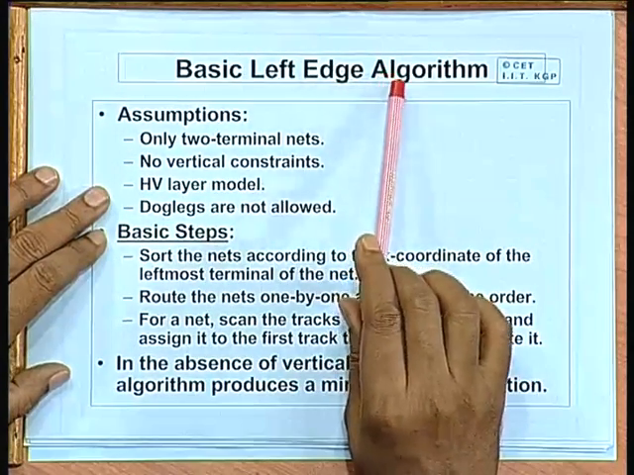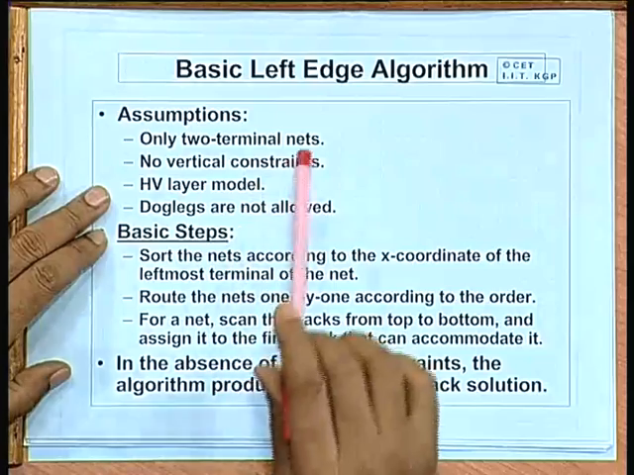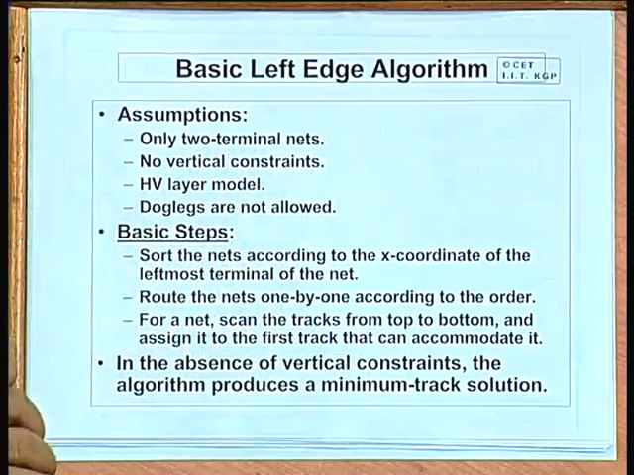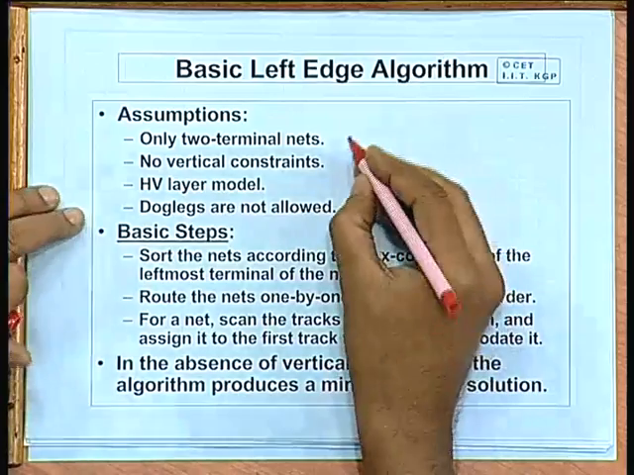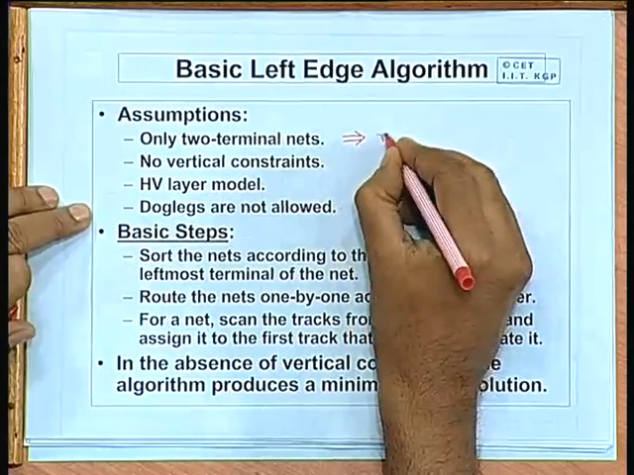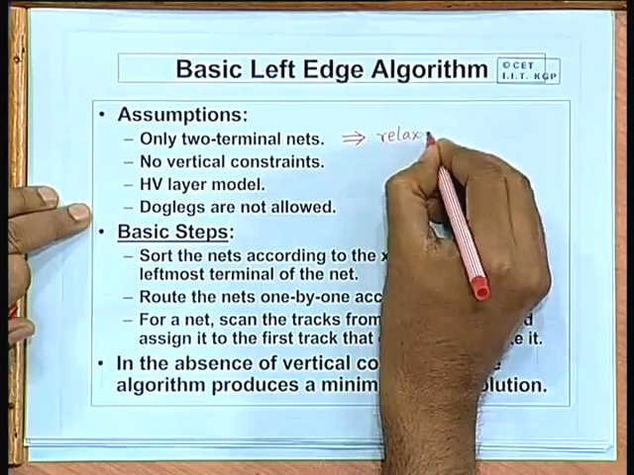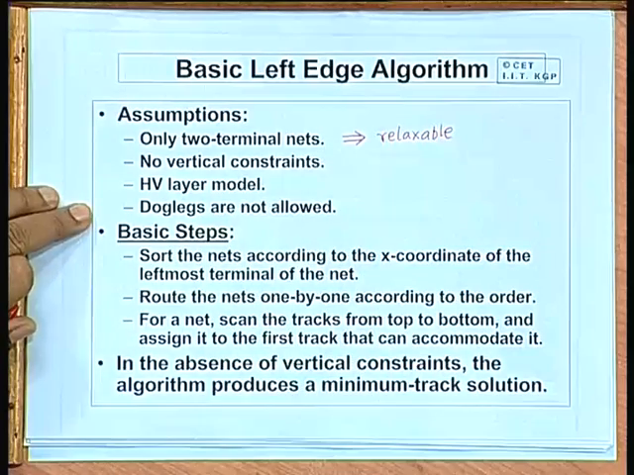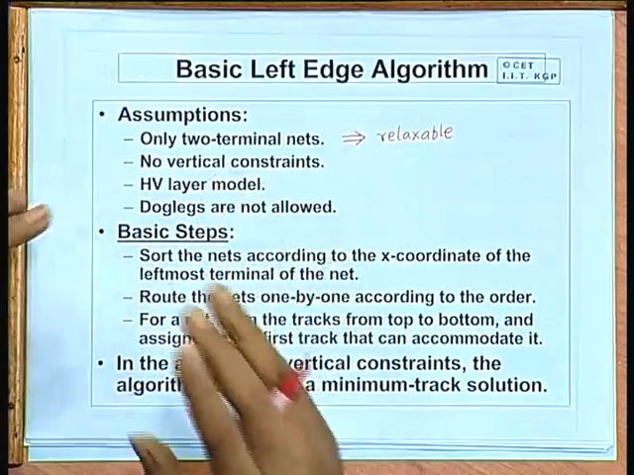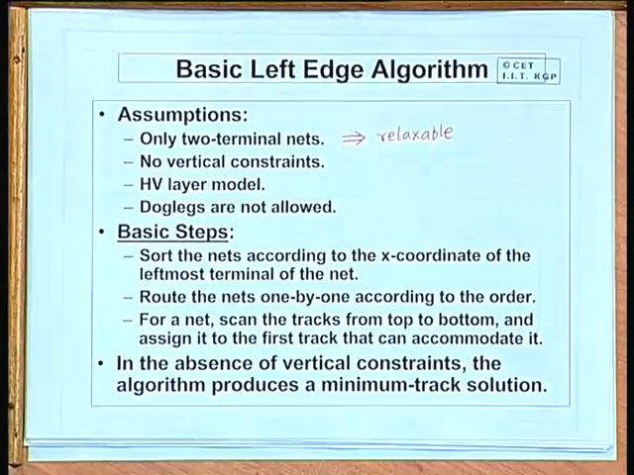The basic left edge algorithm says that you have only 2 terminal nets, but you will see later that this assumption is not mandatory, this can be relaxed. This is a relaxable assumption. So, you need not restrict yourself only to 2 terminal nets, you can have multi-terminal nets also.